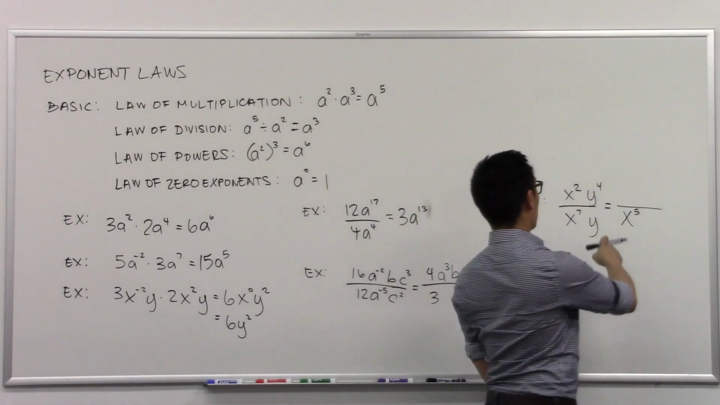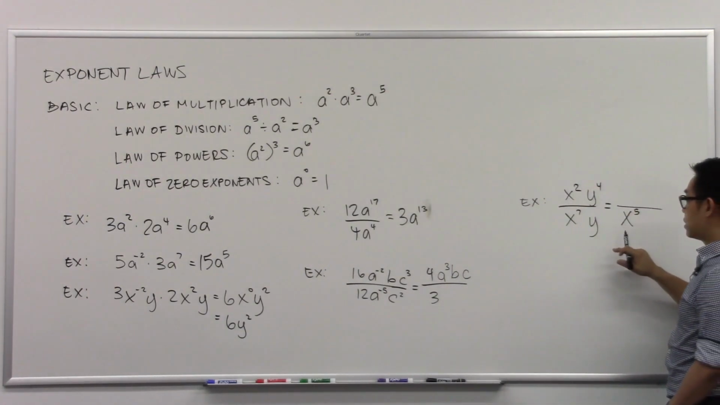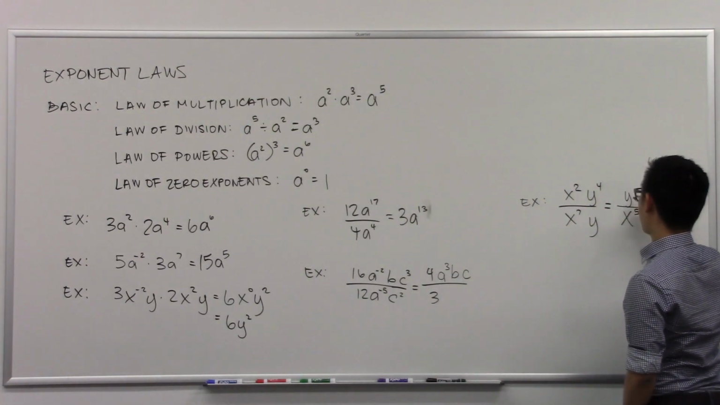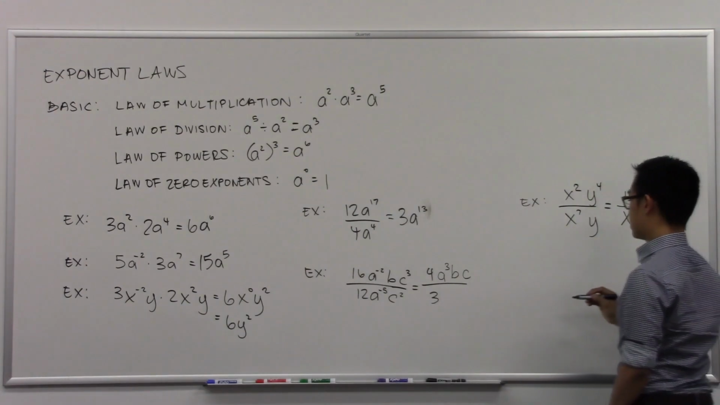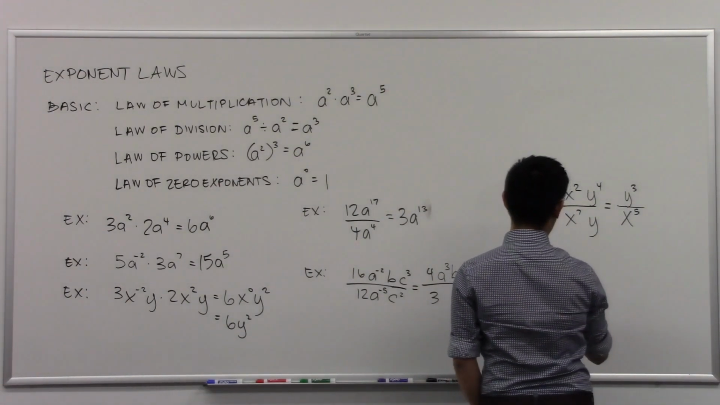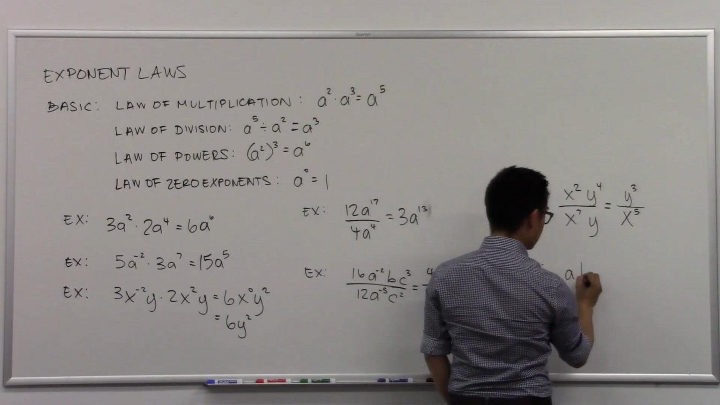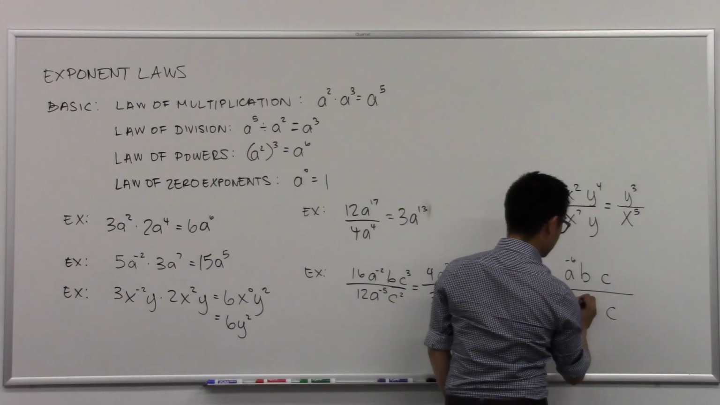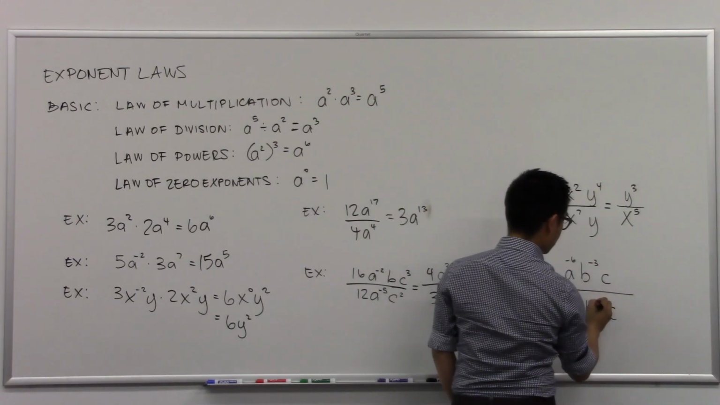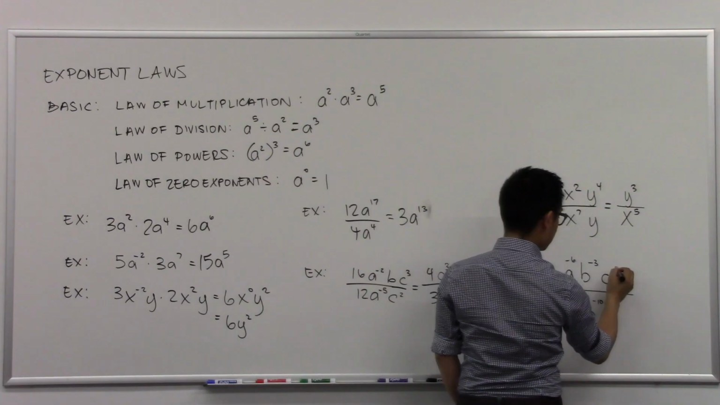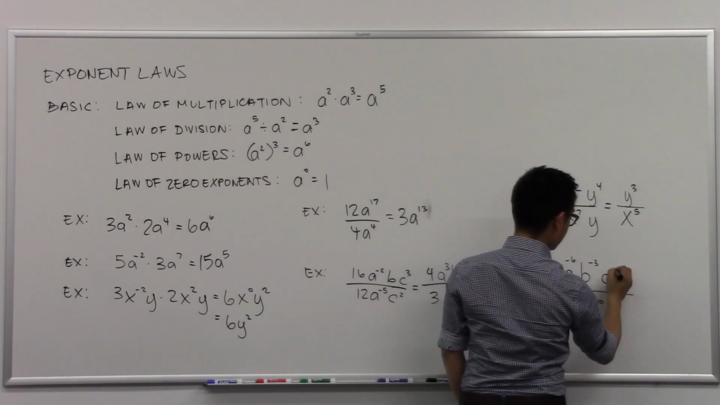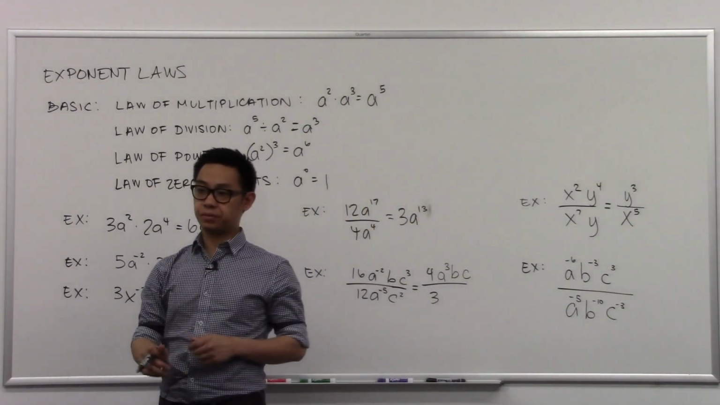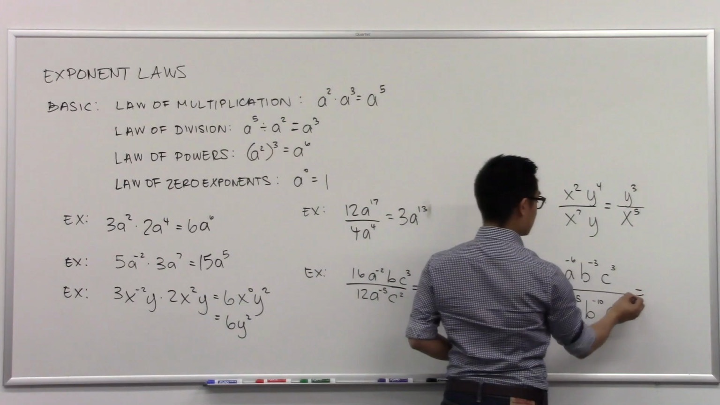So if I have y to the 4 over y to the 1, then the bigger exponent is clearly on top, so it should be y to the 4 minus 1 is 3. I'll let you do this one on your own. Tell me what the answer to that is.